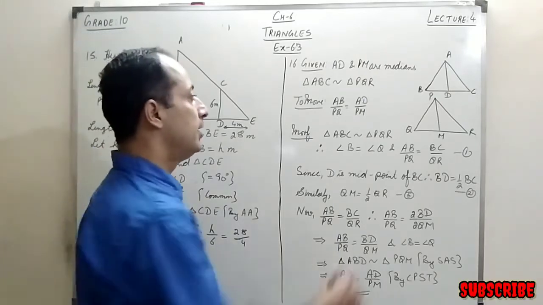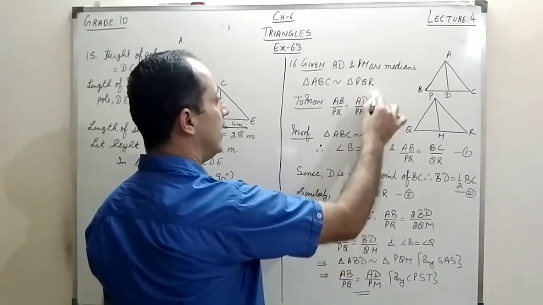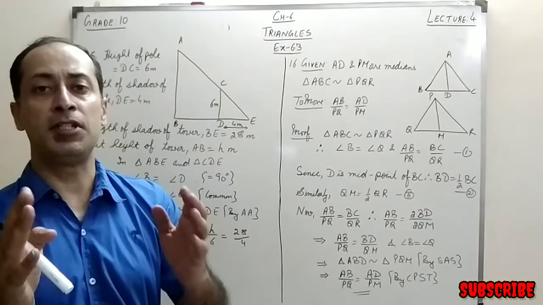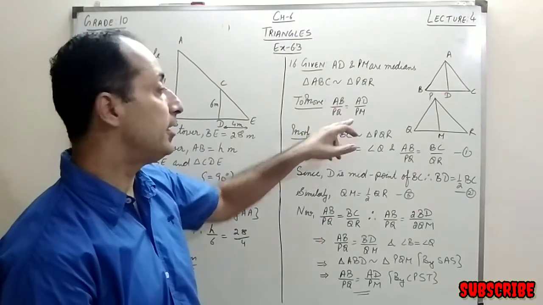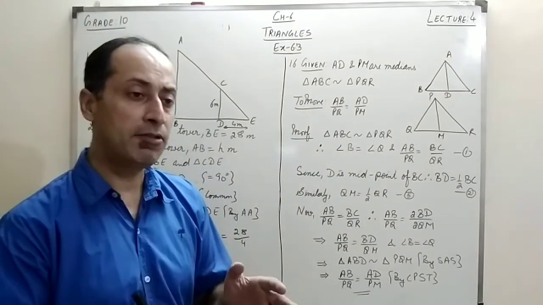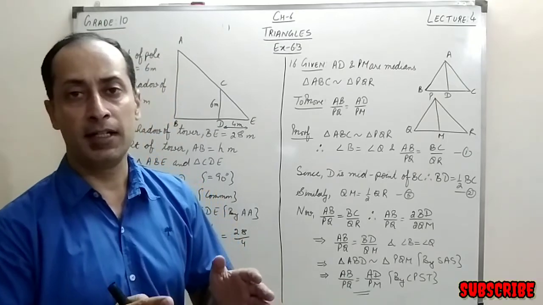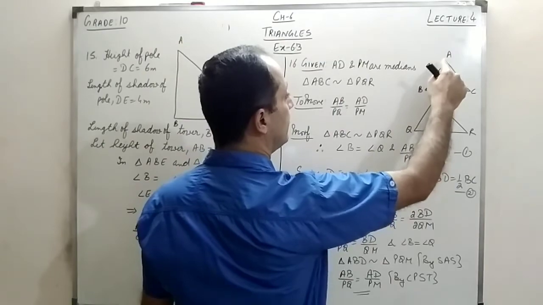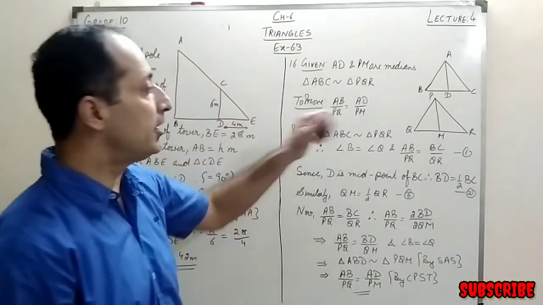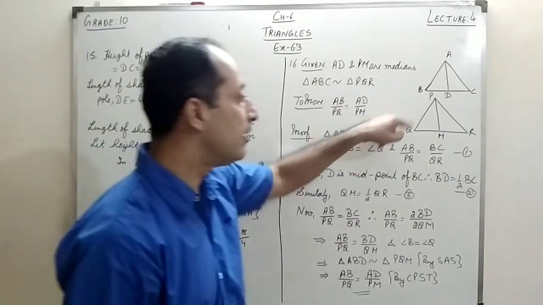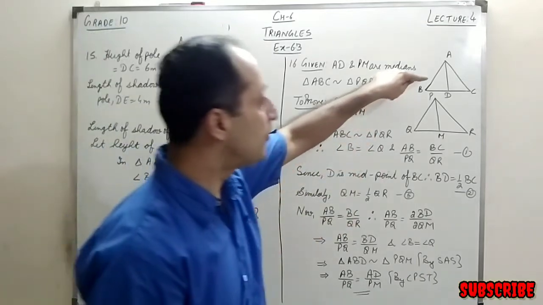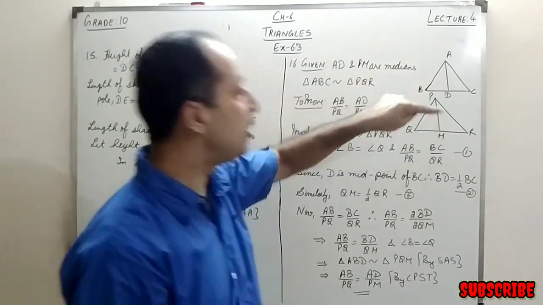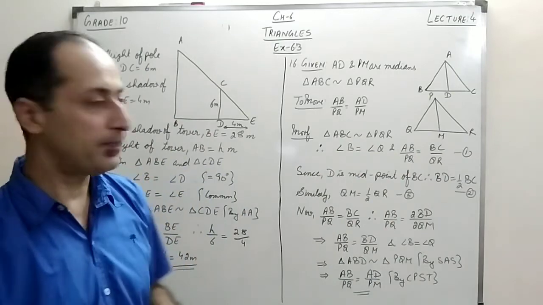Now since I have to prove these ratios as equal, I will have to find which triangles I have to make similar. If you see the numerator, these are the sides of triangle ABD, and if you see the denominators, they are the sides of triangle PQM. It means I have to prove triangle ABD and PQM as similar.